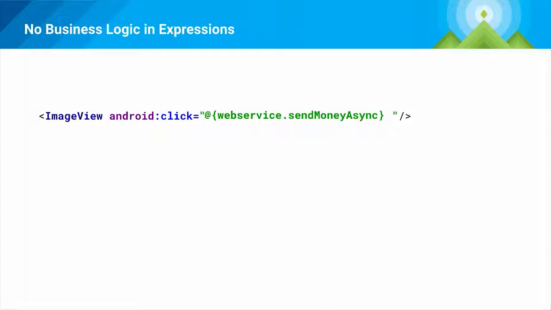So let's look at some examples. Data binding allows you to write some expressions in the XML. That means I can just send a web service call from my XML, right? Why not? There's a click listener, there's an API. Why should I not do this?